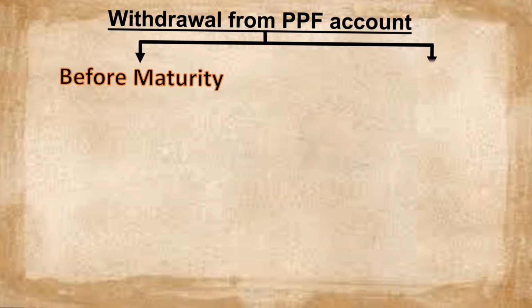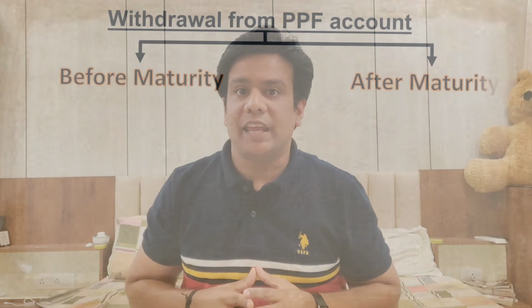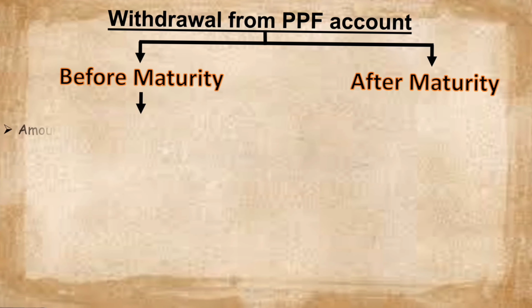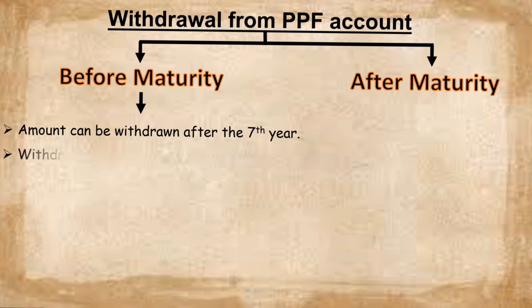Now comes the situation where your account has not matured and you want to withdraw the balance. Here we will discuss two scenarios. One is withdrawal before your account matures, that is before 15 years of its completion, or after completion of 15 years. So if you are withdrawing your amount before its maturity, then you can do so, but only from the 7th financial year.